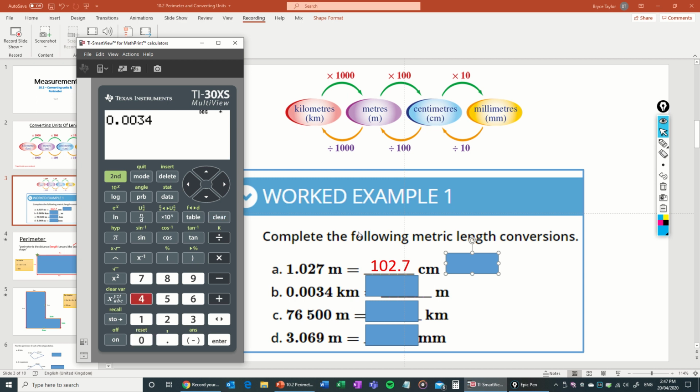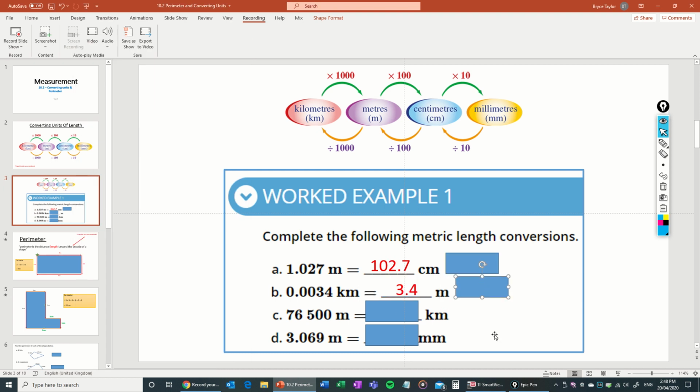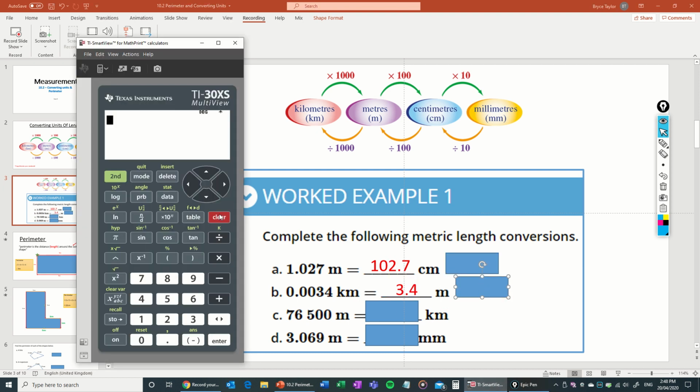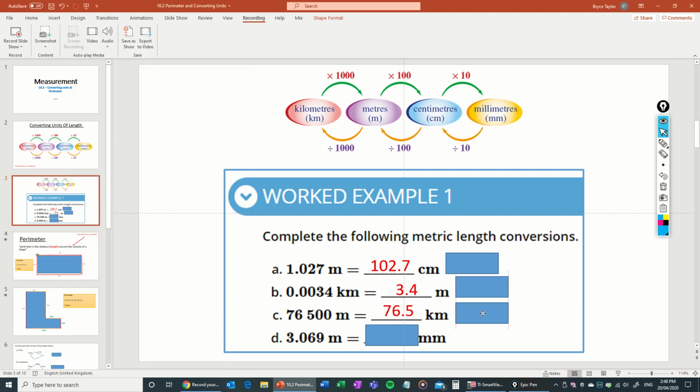Okay, part B, we've got 0.0034 kilometers. So we want to go from kilometers to meters. Kilometers to meters is times 1000. That's 3.4 meters. Part C, we've got 76,500 meters into kilometers. We're starting here, and we're going the other way this time. Meters into kilometers, we need to divide by 1000. Divided by 1000 is 76.5 kilometers.